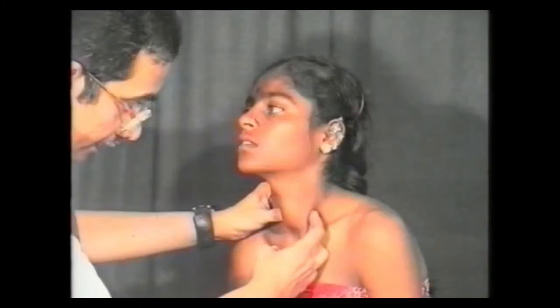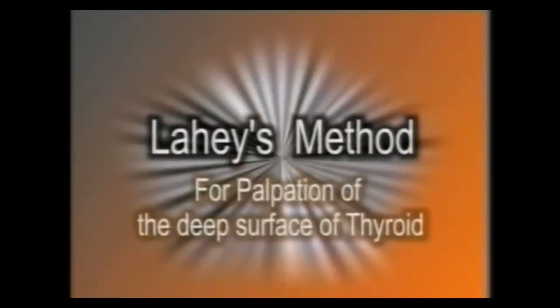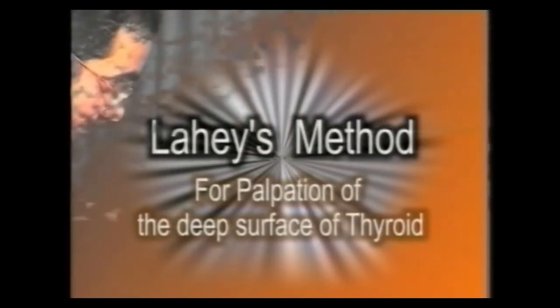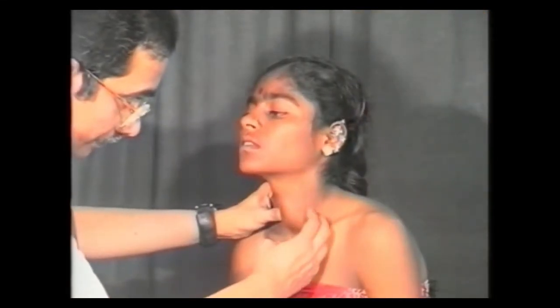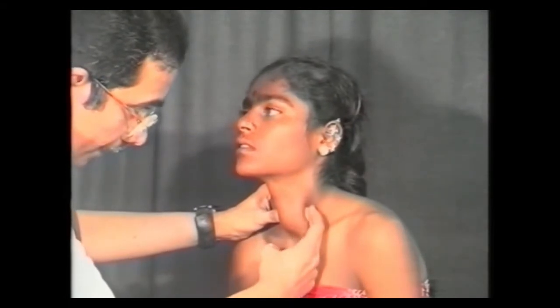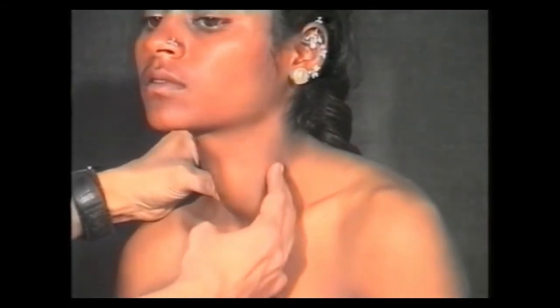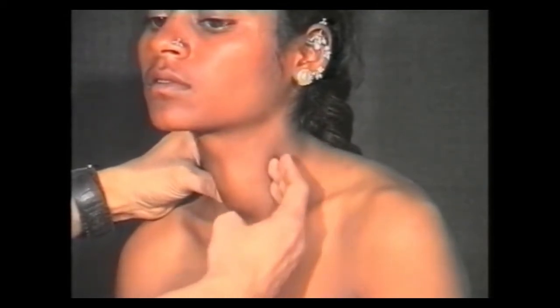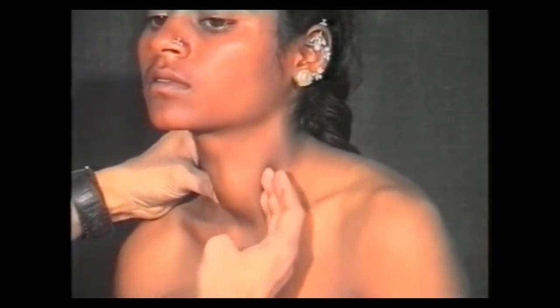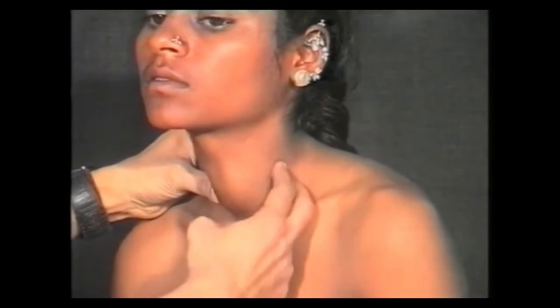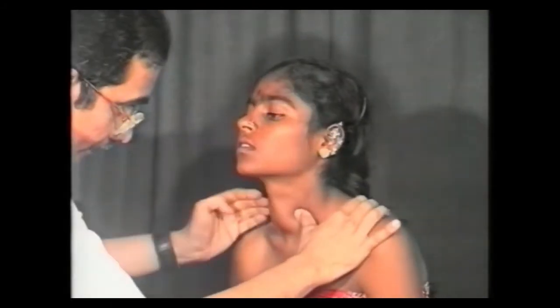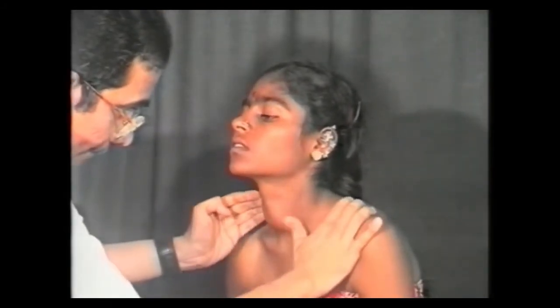Now stand in front of the patient, extend the neck slightly, and palpate by Lahey's method for the deep or posteromedial surface of the gland. To palpate the left lobe, push the thyroid gland to the left with your left hand so that the left lobe is pushed out of the tracheoesophageal groove, and then with the right hand palpate the posterior surface for nodules. Then repeat the procedure on the right side.